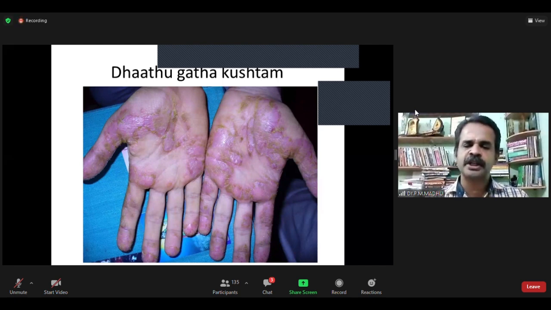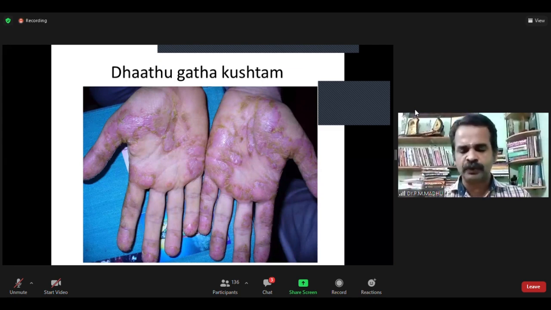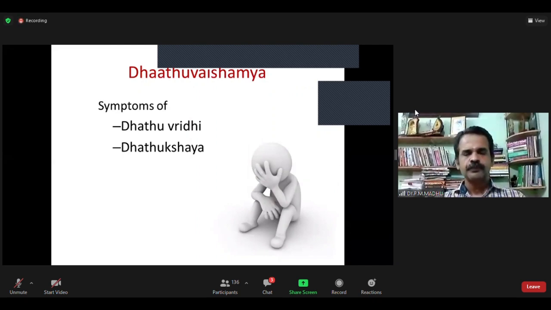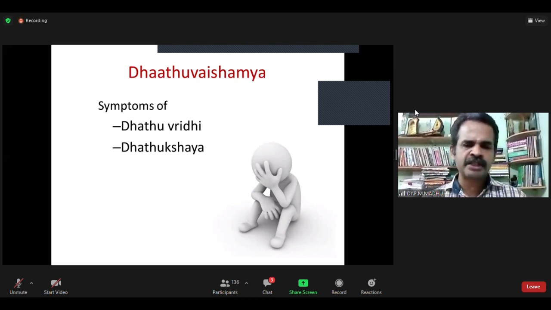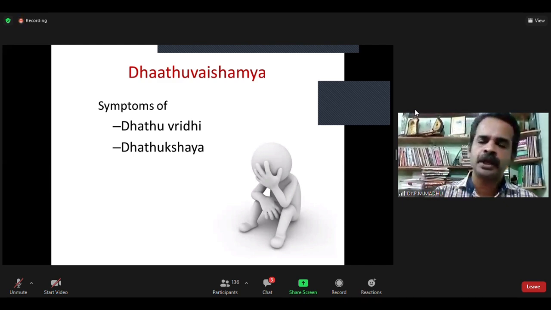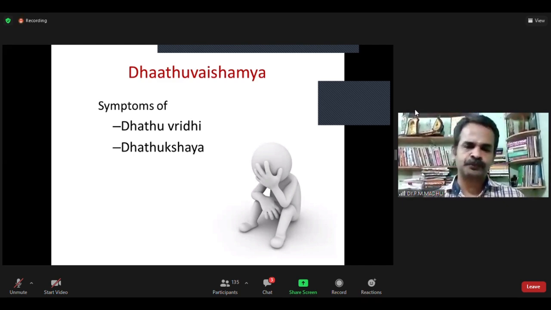Mamsagata Kushta is there, Medogata Kushta is there. Like that, we have to identify the case and the appropriate drugs for that. Dhatu Vaishamya we should identify. Dhatu Vruddhikara Lakshanas are there, Dhatu Kshayakara Lakshanas are there. These Lakshanas we should identify to identify the involvement of Dhatu also.